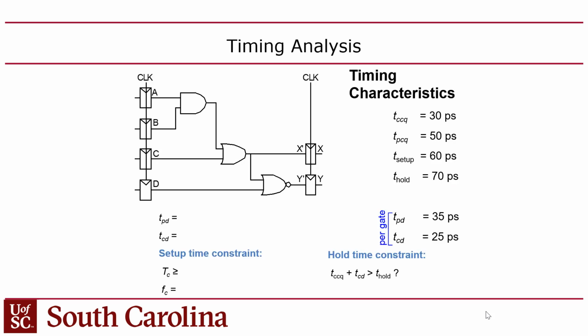Okay, so let's look at an example here. So here's an example circuit. Over here, we have the contamination delay of the flip-flops, TCCQ, the propagation delay of the flip-flops, TPCQ, and then the setup and the hold requirements. So these are your technology parameters here. And then we also have the propagation delay and the contamination delay of the individual gates. Now, usually this is different for different gates, but in this example, we're going to say it's the same for all the gates. All the gates have the same contamination and propagation delay.